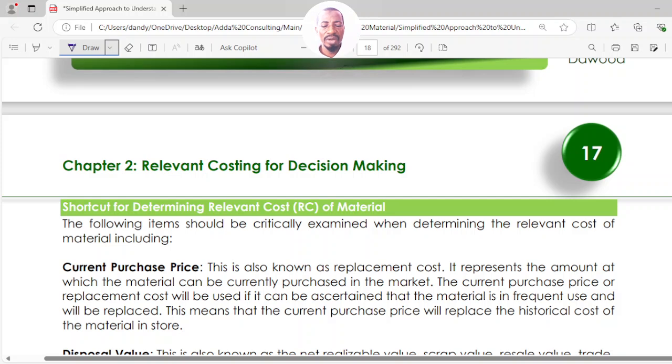It's not compulsory that you are going to have the three of them. It may be only one, it may be two. All right. But what is important is that you have to know how to treat them. Therefore, what do you mean by current purchase price?